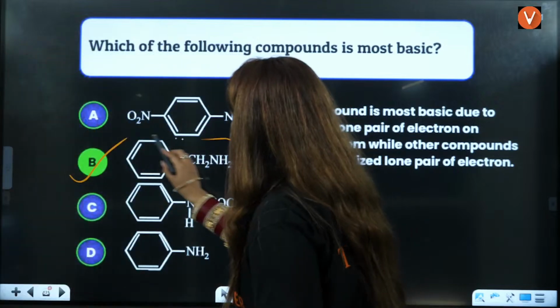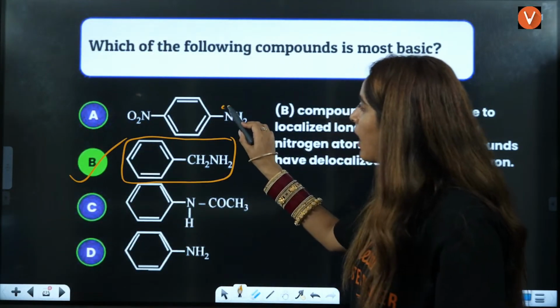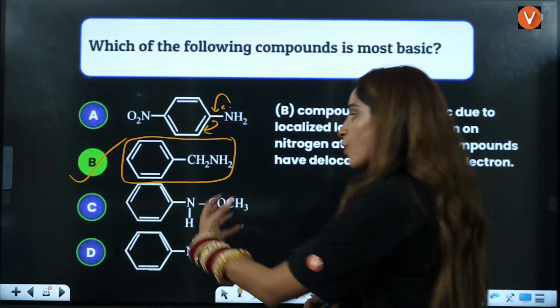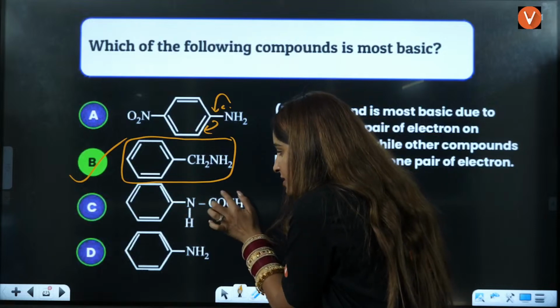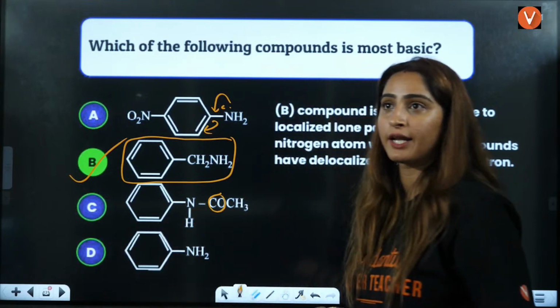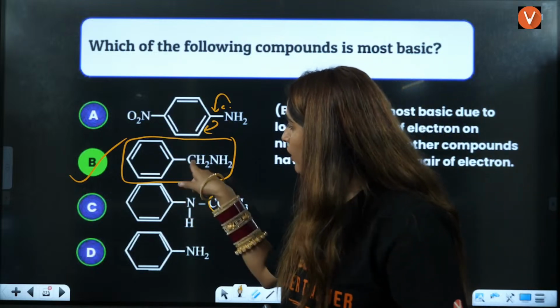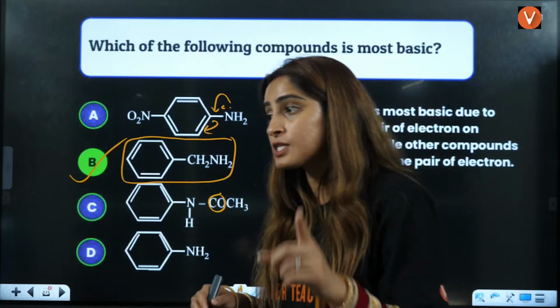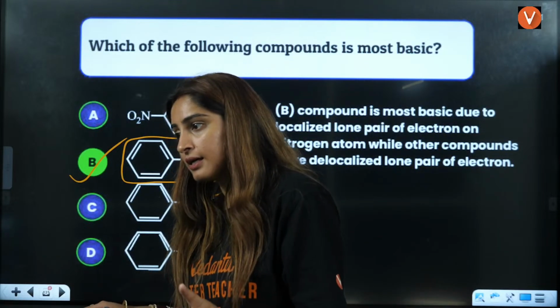Because this is not involved in any resonance. Here, this benzene is withdrawing the electron. Here also benzene is withdrawing, plus the C double bond is also withdrawing the electron. Here benzene is withdrawing the electron. So you can see that only this is the case where benzene is not able to withdraw the electron. So answer is B, the correct answer, right?